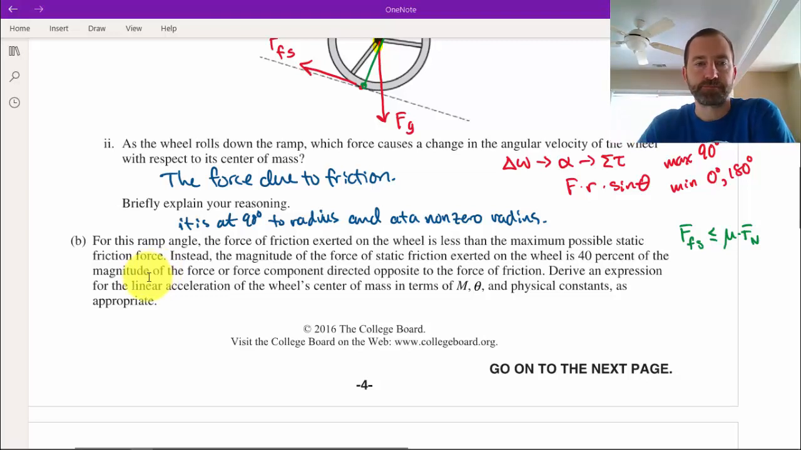Cool, got that. But then the second sentence here, I get what it means, but the way it's worded is just funky. It says it's less than the maximum static friction. Instead, the magnitude of the force of static friction exerted on the wheel is 40% of the magnitude of the force component directed opposite to the force of friction. What? The way that's worded is just a little bit funky.